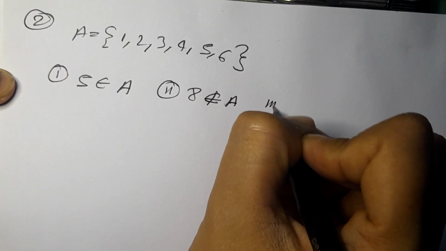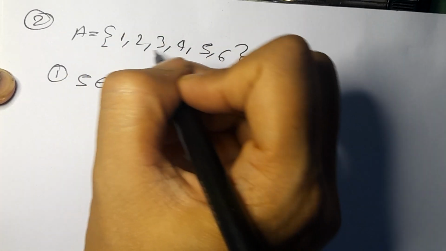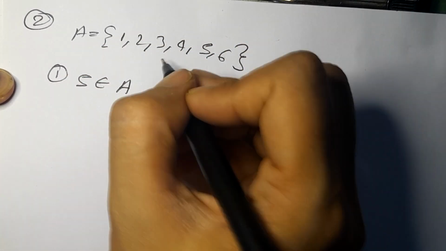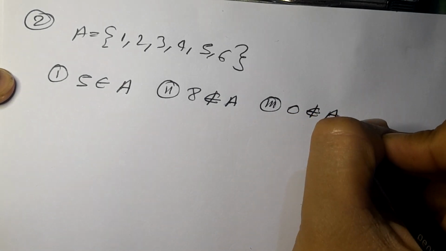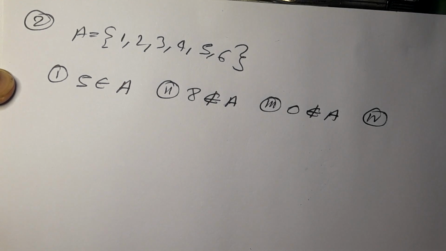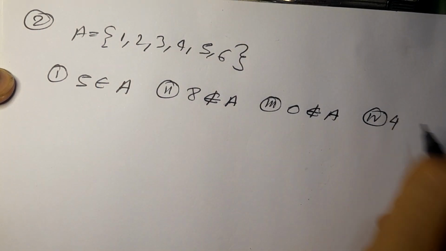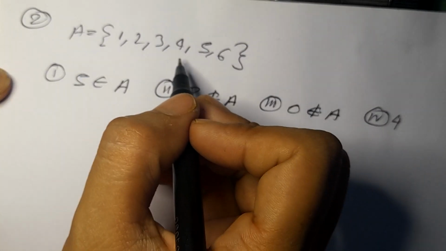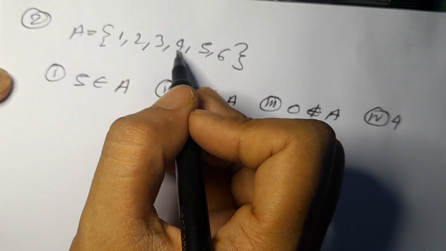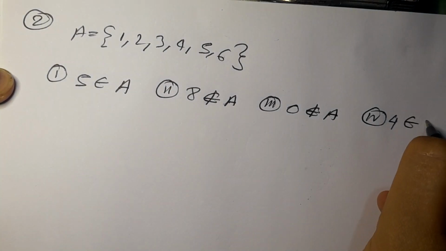Roman number 3. Is 0 inside the set? No. You have to say only inside the set. So if it is no, it does not belong to A. Roman number 4, that is 4. Is 4 inside the set? Is 4 an element of the set? Yes, 4 is an element of the set. So it belongs to A.